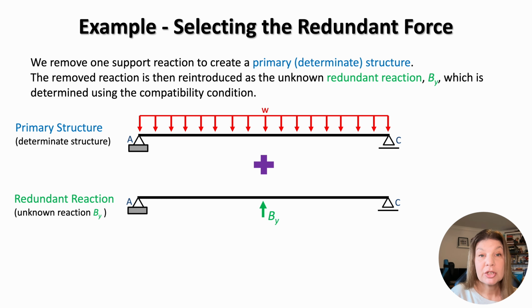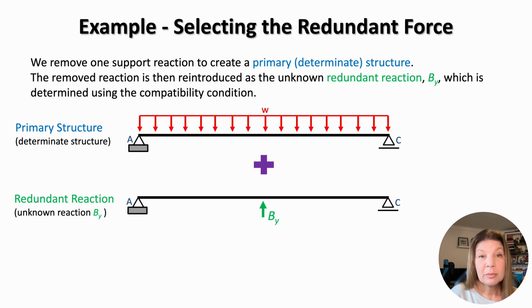In the previous slide, we represented the original beam as the superposition of two simpler systems. Let's now introduce the terminology that we will use throughout this lecture series. The upper beam is called the primary structure. It is obtained by releasing the reaction at support B, leaving us with a statically determinate beam that can be analysed using equilibrium. The removed reaction is called the redundant reaction. Why redundant? Because it is the reaction that makes the original structure statically indeterminate. If we temporarily remove it, the structure becomes statically determinate and can be analysed using methods we already know.